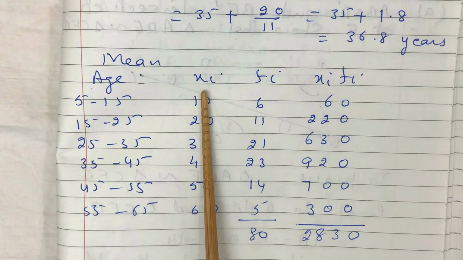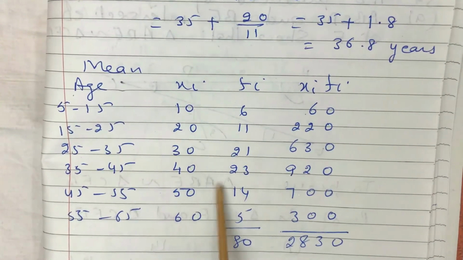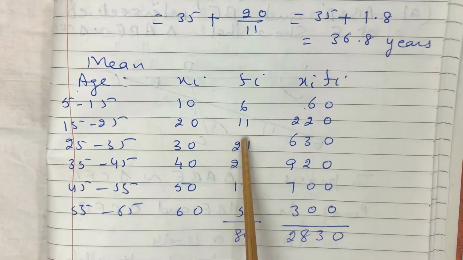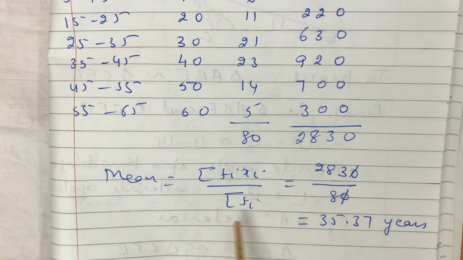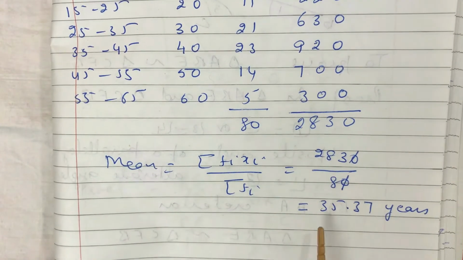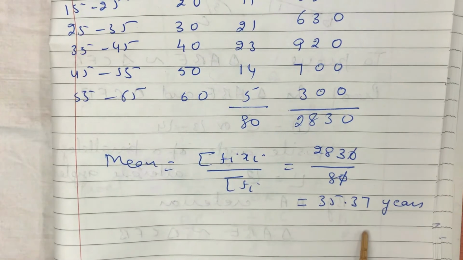Now find the mean. I have applied the direct method. For the direct method, find xi, then multiply xi fi, then add the fi. You will get mean is equal to sigma fi xi upon sigma fi. 2830 divided by 80, you will get the mean. That is 35.37 years. That is the answer.